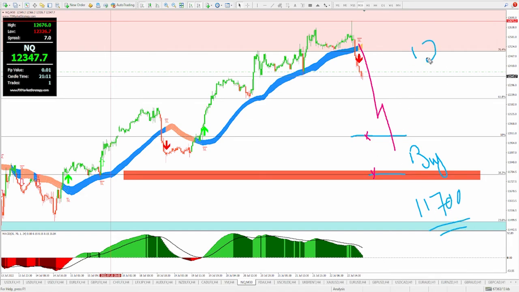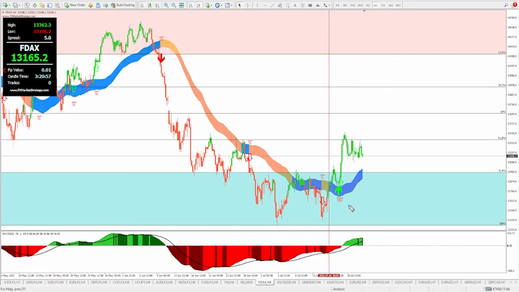Now we are at almost 12,350. So I have a sell position right here, waiting for this one to drop a little more, then close it, and between 11,700 to 12,000, I'm buying from this level. Okay, guys, so this is the way to go. That's the same situation right here. We want to only buy.